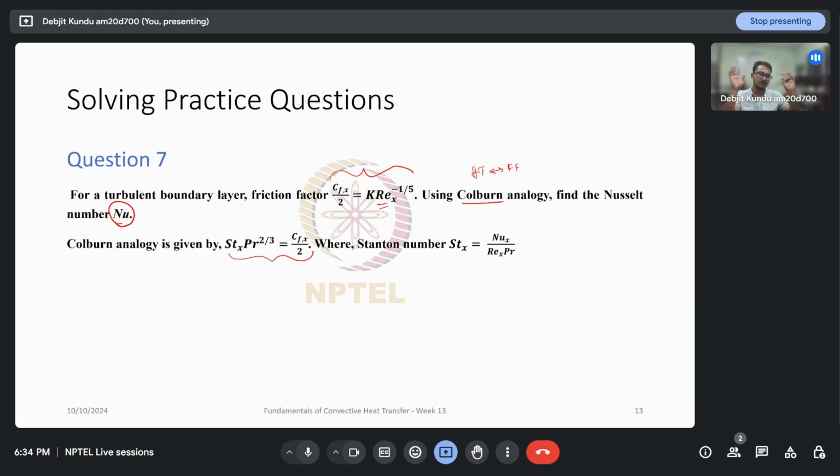So you see the broader picture of this, right? If we already know what the friction factor is, we can simply use the Colburn analogy to find what the Nusselt number is.